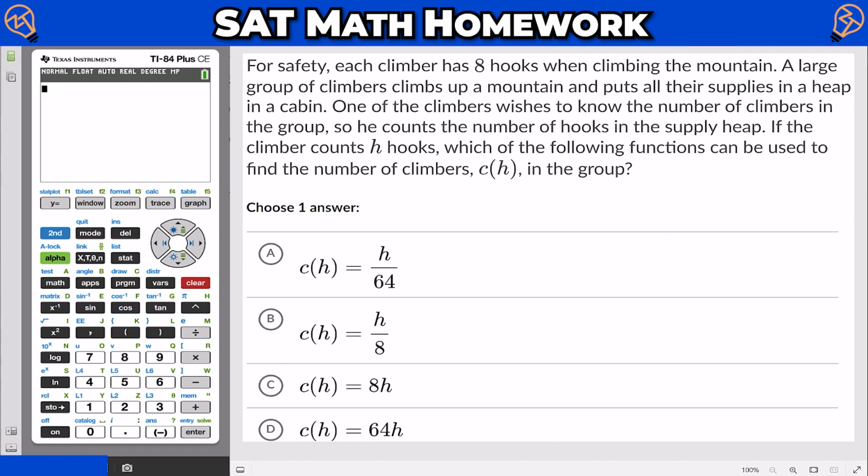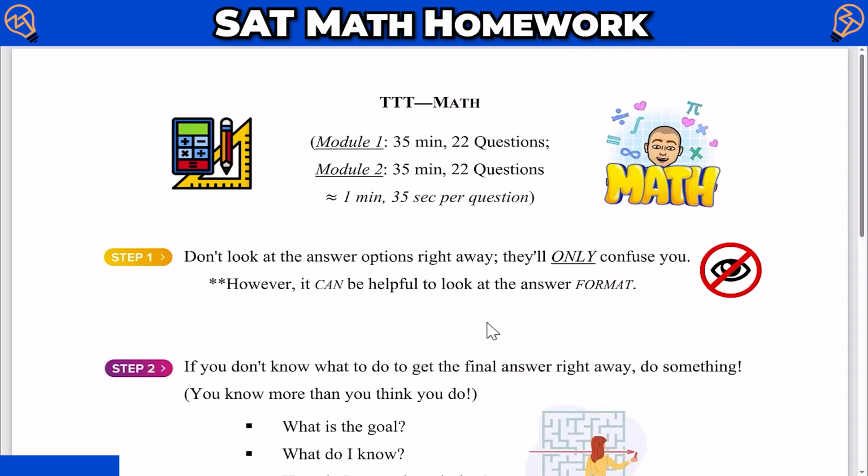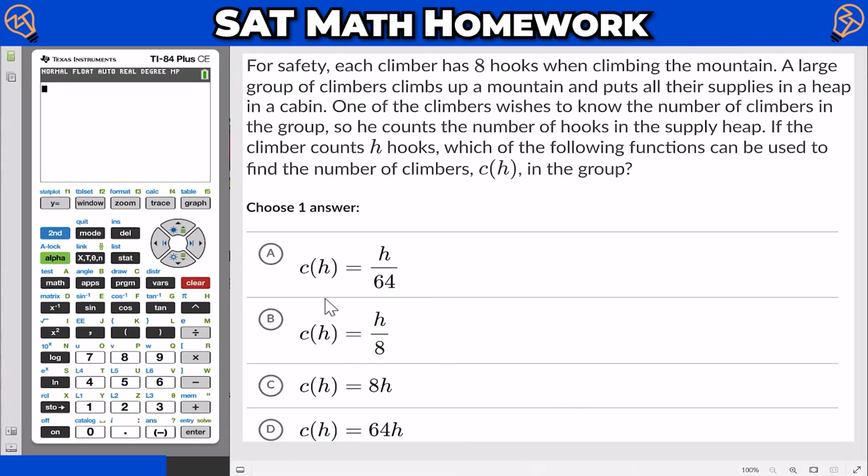And let's reference our Triple T Math document, where we say that we don't look at the answer options right away because they'll only confuse you. However, it can be helpful to look at the answer format. Notice that for all of these, you have the number of climbers equal to some kind of combination with either an 8 or a 64 and the number of hooks.